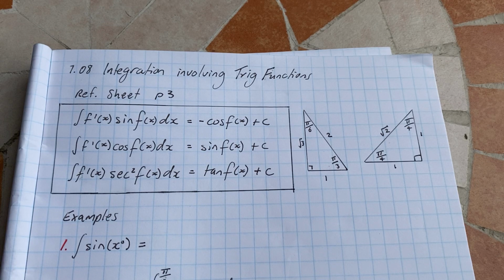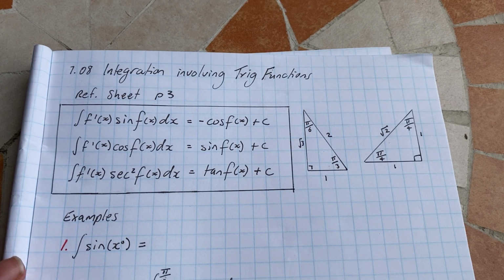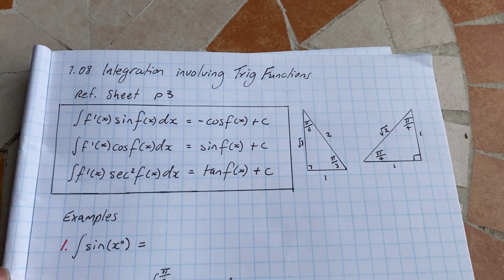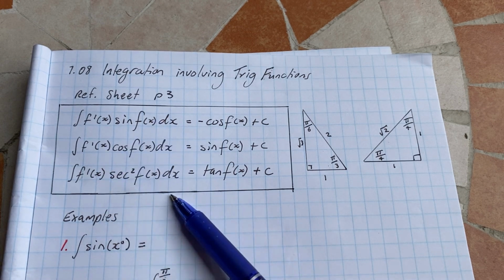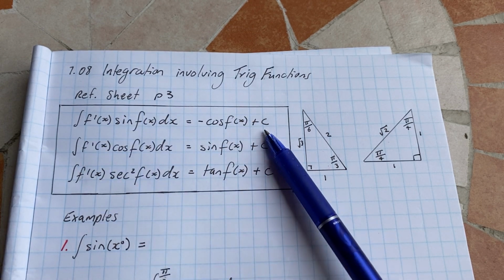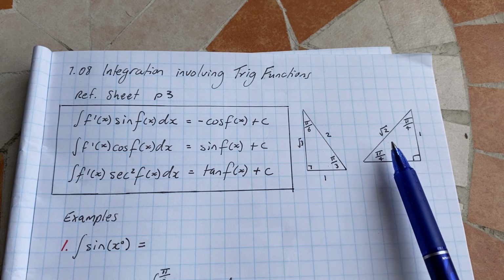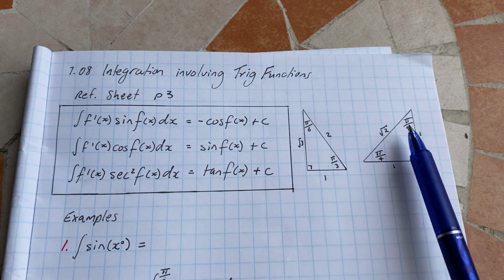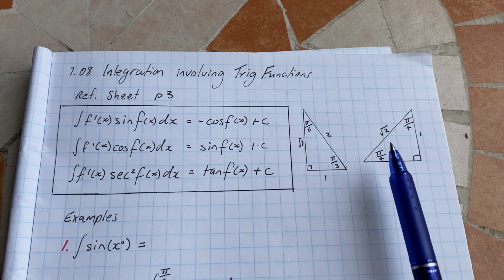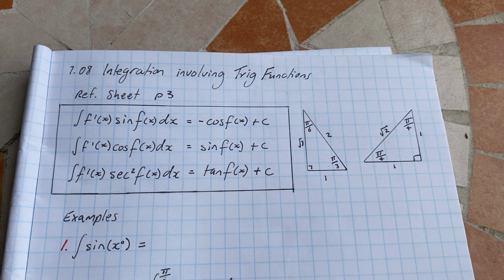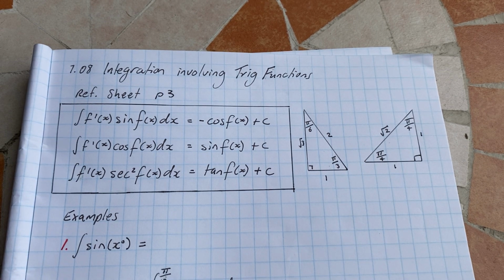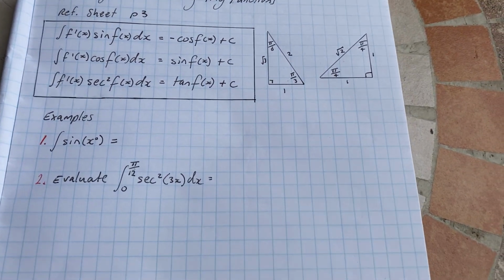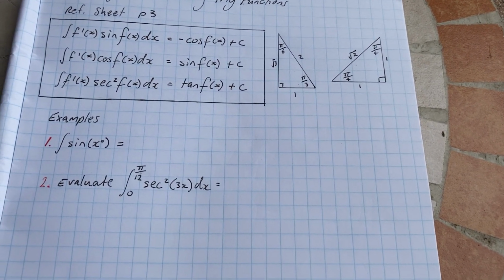Okay, so we're going to talk about integration involving trig functions for exercise 708. I have put three formulas here that come directly off the reference sheet, and I've also put two standard triangles. I've done them in radians. On the reference sheet it's only in degrees, of course, but if you're doing calculus you must be doing radians. That's really important. Calculus does not actually work if you are not in radians.